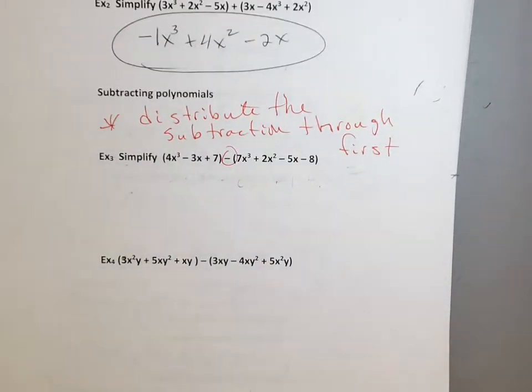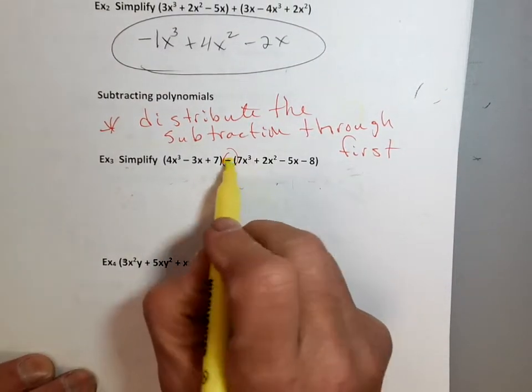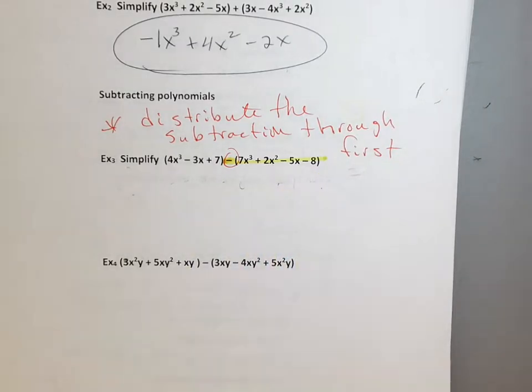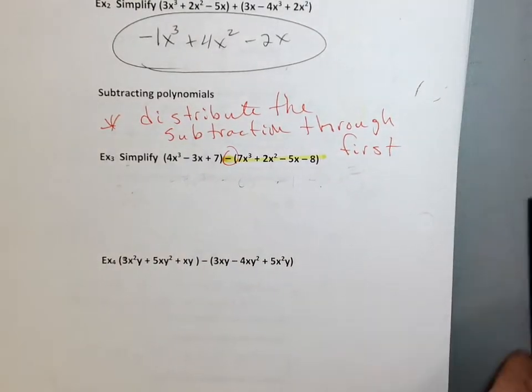What does that mean? This negative right here, this subtraction, I'm going to bring through. And then I'm going to add. This keeps me from making a mistake. Now some kids can do it in their head. Some kids don't need to do this step, but it really is handy. So watch. Here's what I'm going to do.